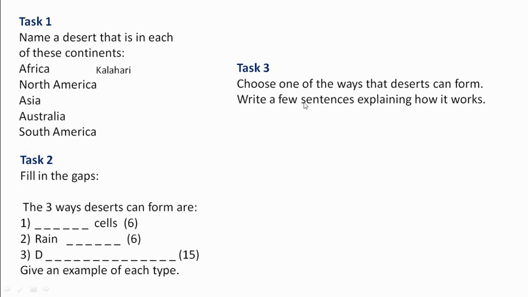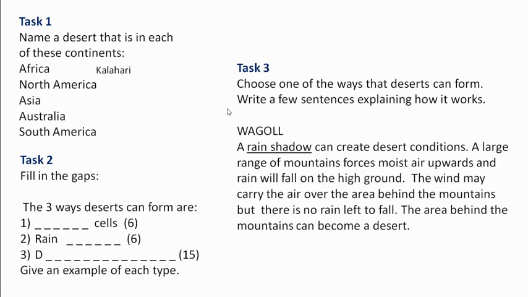Okay. Task number 3. Choose one of the ways that deserts can form and write a few sentences explaining it. Here's a paragraph that I've done. A rain shadow can create desert conditions. A large range of mountains forces moist air upwards and rain will fall on the high ground. The wind may carry the air over the area behind the mountains, but there is no rain left to fall. The area behind the mountains can become a desert. That's an example. That's what sort of thing you could do, but obviously you're going to do your own one.